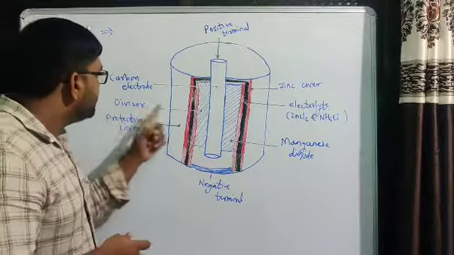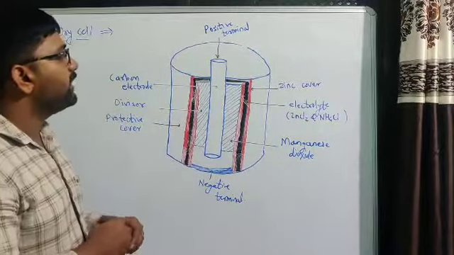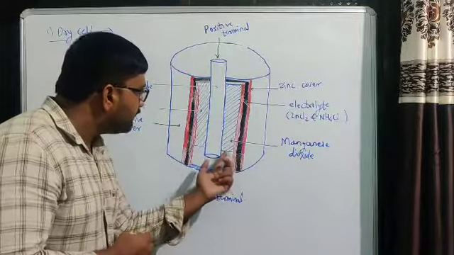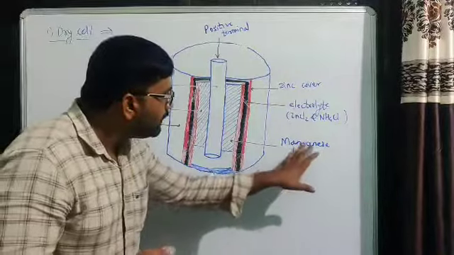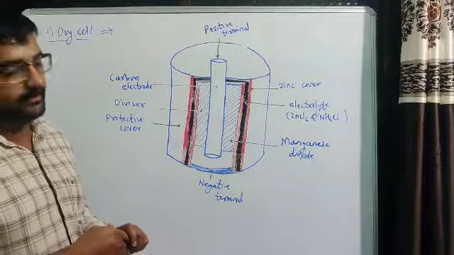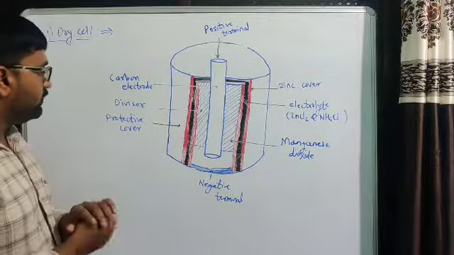Then this divisor is present between this zinc cover and this carbon rod, and it is made up of manganese dioxide. Then here is the negative terminal.